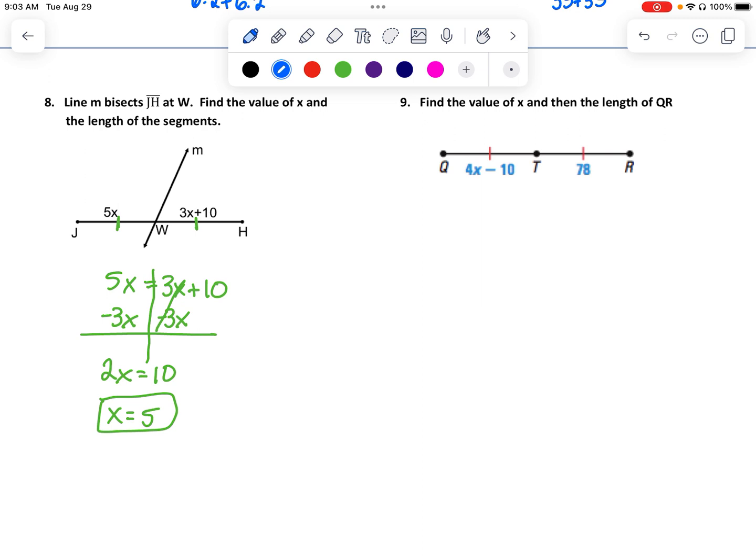So if we know X equals 5 for JW, we would be doing 5 times 5 because we plug it in. So we know that's 25. So JW equals 25, which means WH would also equal 25. And the whole JH would be the whole segment, so you would add those together to get 50.